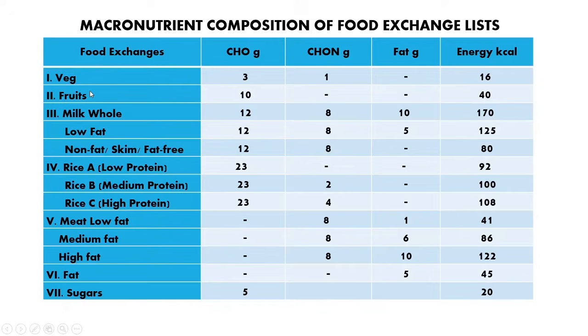And then we also have the fruit group, and the milk group, still in 3: whole milk, low fat, and non-fat, skim, or fat-free milk. Another variation in the food exchange list is the rice group, which is now divided into 3. Previously, there was only one rice group, but now they divided it into 3: low protein rice, medium protein rice, and high protein rice. And then for the meat, we have low fat meat, medium fat, high fat, and another one is the fat group, and lastly there is the sugar group.